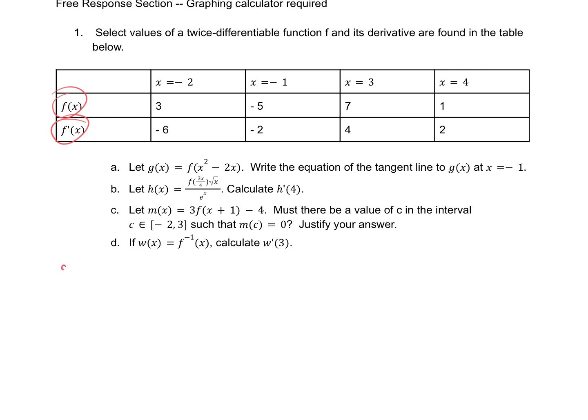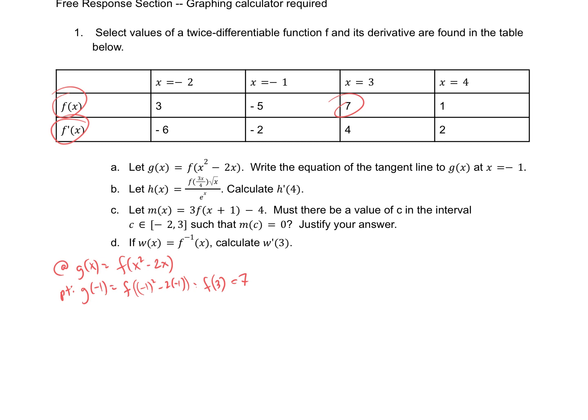So here we go. Part A, you're given a function, g of x, such that g of x equals f of x squared minus 2x. You're asked to write the equation of the tangent line. Well, in order to write the equation of a tangent line, you need two things. You need a point, so I want g of -1, and that will give me the y value on the function g. So I'm going to plug in -1 for the x's. That will give me f of 1 plus 2, which is 3. And then I can use the table. f of 3 is 7. So the point -1, 7 is on the graph.